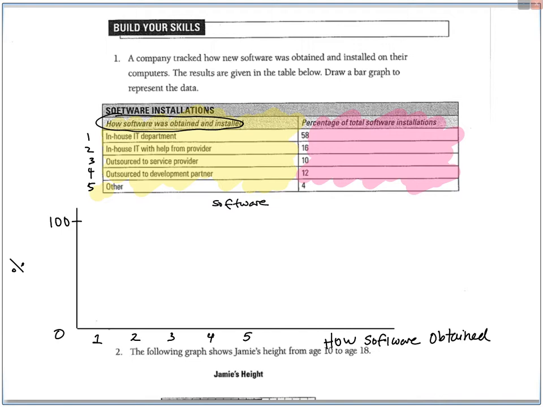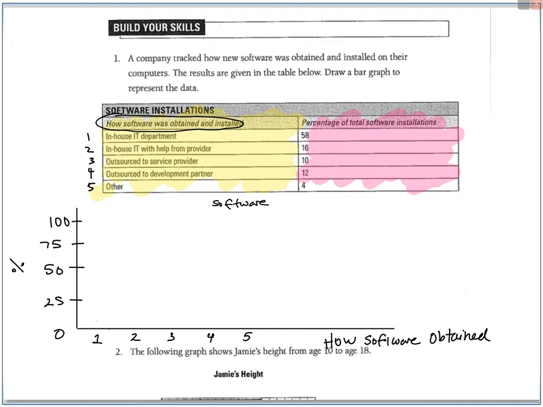And you can make your increments however you want. You can go up by 10s, you can go up by 50, you can go up by 25, whatever you want. I'm just going to go up by 25s. Because that's like quarters. Up by quarters.